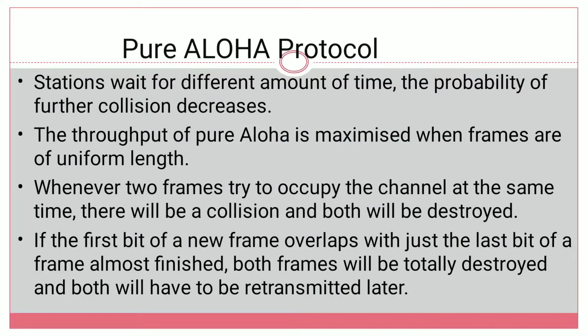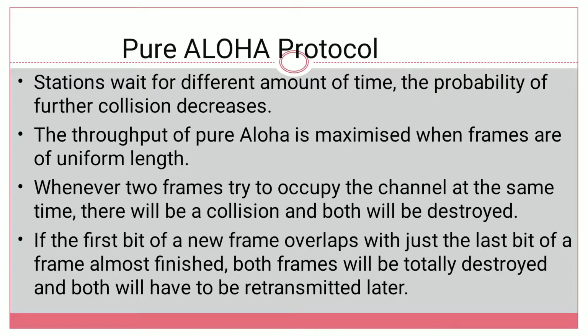If the first bit of a new frame overlaps, meaning it uses the same channel at the particular time, while the last bit of a frame is almost finished, the transmitting frame is in its finishing stage. But the first bit of the new frame overlaps with that last bit of the frame. Then what will happen? Both frames will be totally destroyed. Because of collision, both frames will be destroyed or corrupted, or errors will occur.